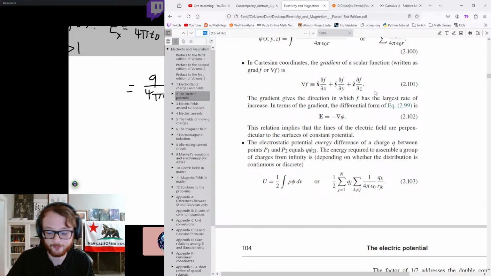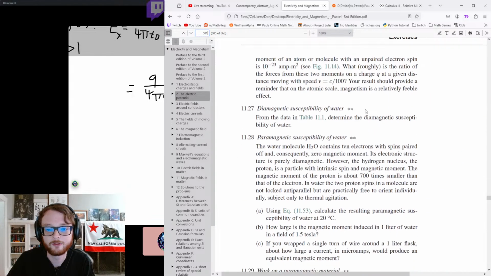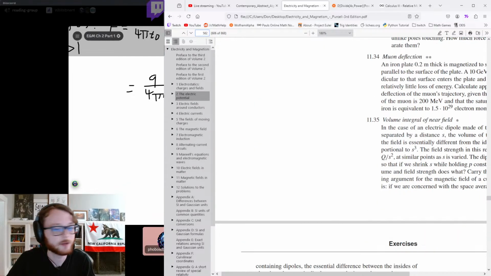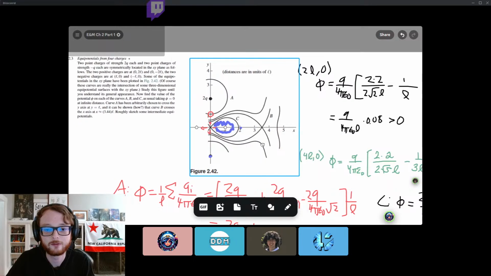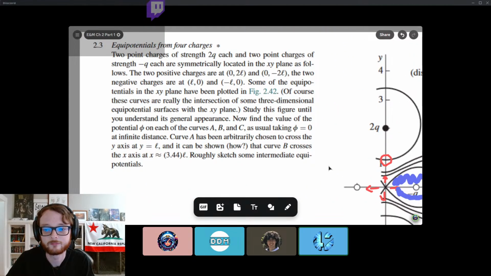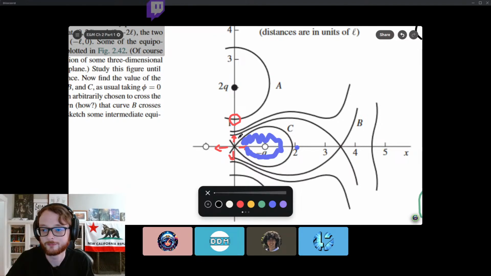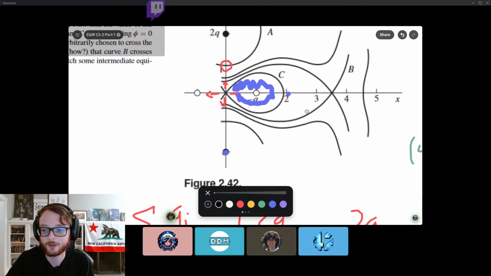I'm about to skip to the back of the book. Were there any more parts to the question, or I think we finished it then. Good question. Oh, they wanted us to sketch some intermediate equipotentials. I would think that they're just more or less going to follow the form of the potentials that we have shown. I don't think there's anything too special there.